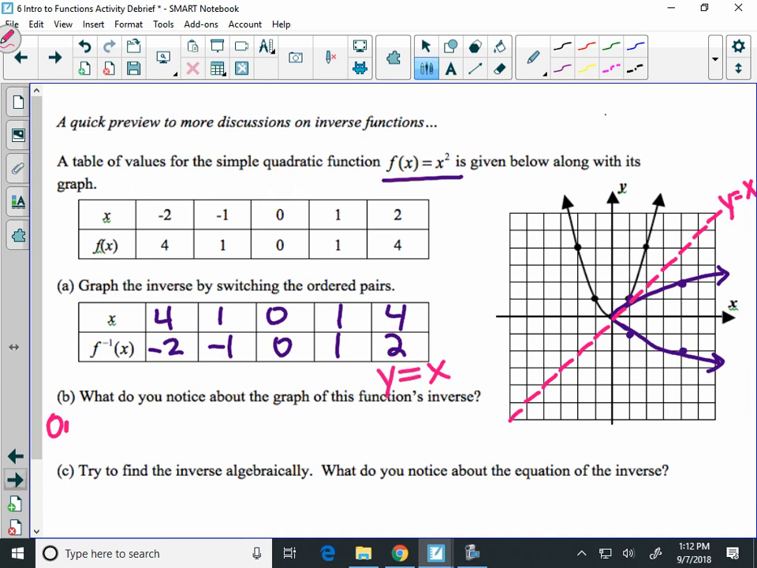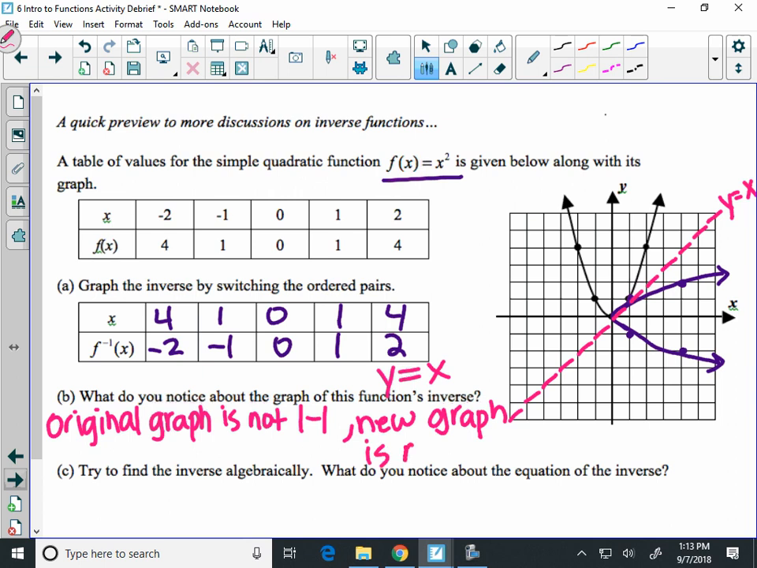So the original graph is not 1-to-1. It is a function, but it's not 1-to-1. Now look at the new graph, the one in purple. Is it a function? No. So the new graph, it's not a function, so it can't be 1-to-1. I'm sorry, I lied. I don't want to write that. The new graph is not a function. It's not 1-to-1 either, but it's not a function.